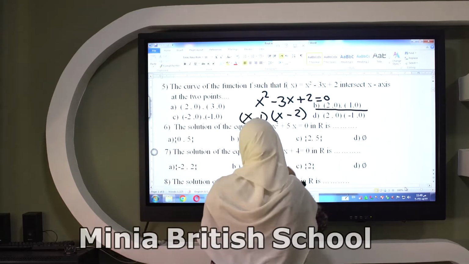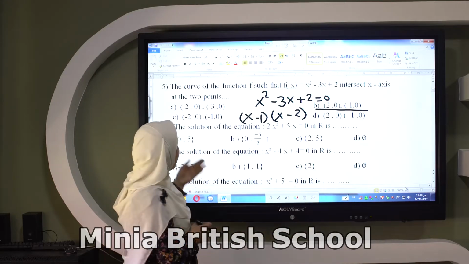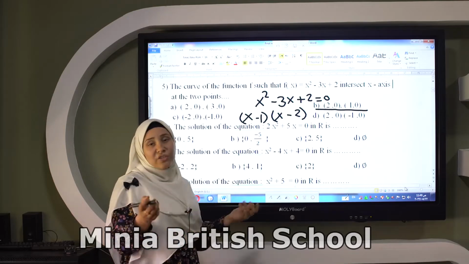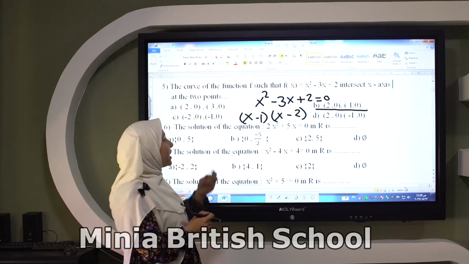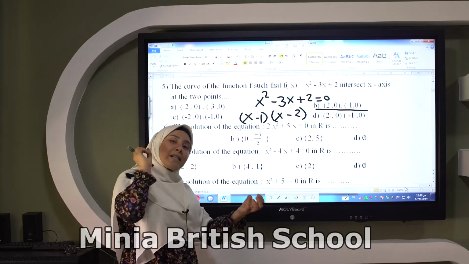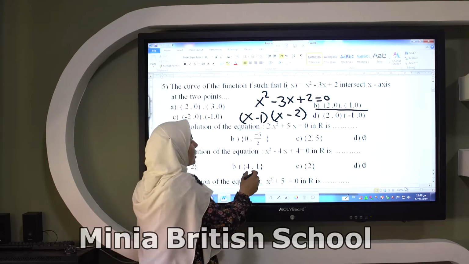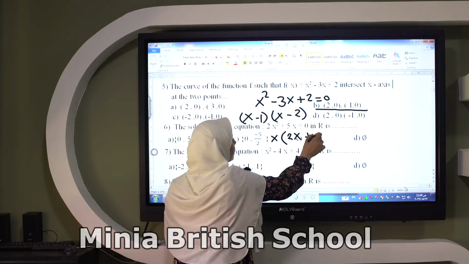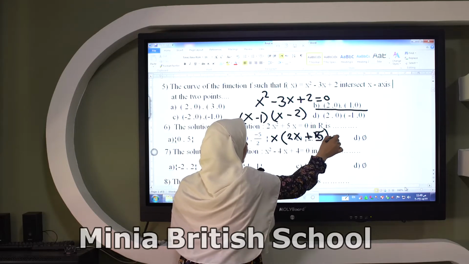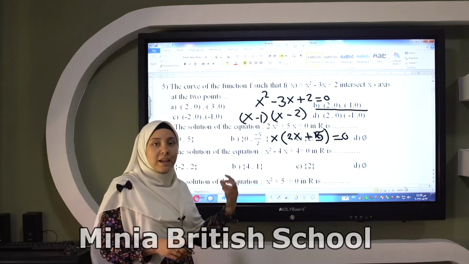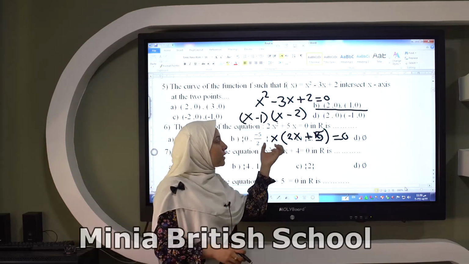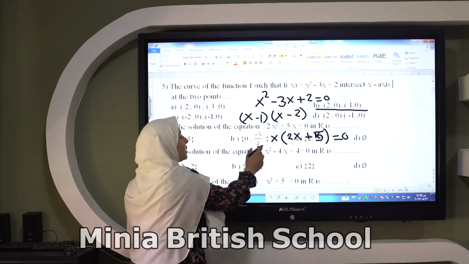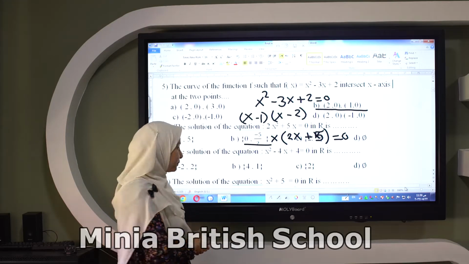Number 6, the solution of the equation 2x power 2 plus 5x equals 0 in real numbers equals what? Here in this equation you can take x as a common factor, so the remainder is 2x plus 5 equal 0, then x equals 0 or 2x plus 5 equals 0. Then the solution set here is 0 and negative 5 over 2.